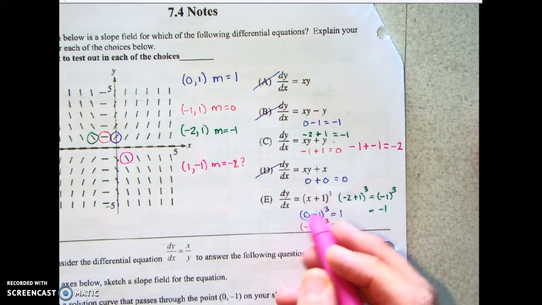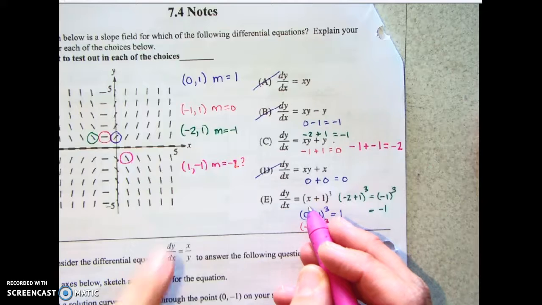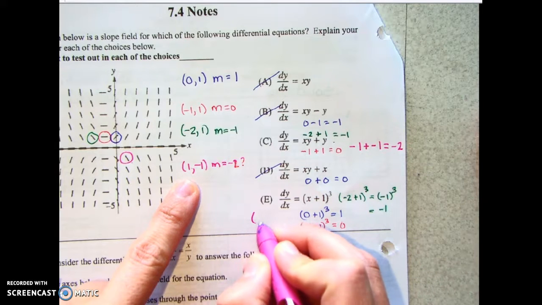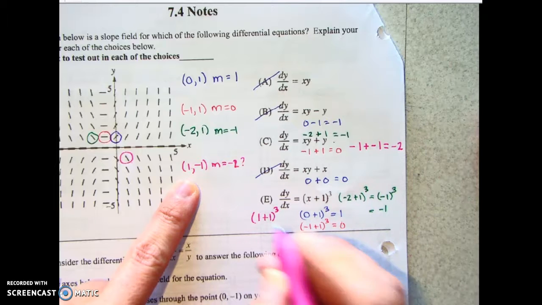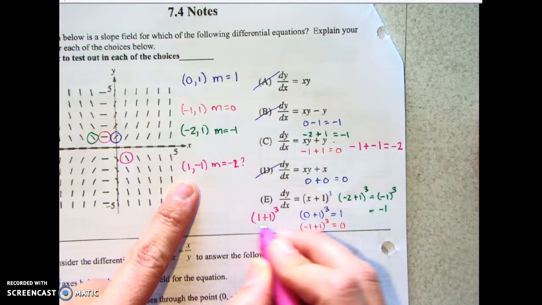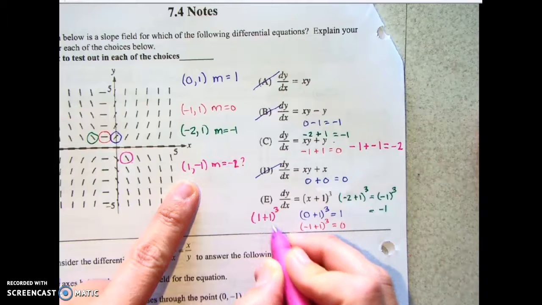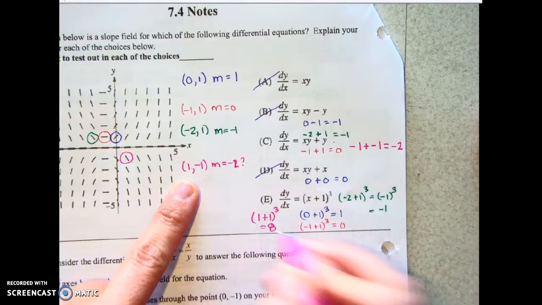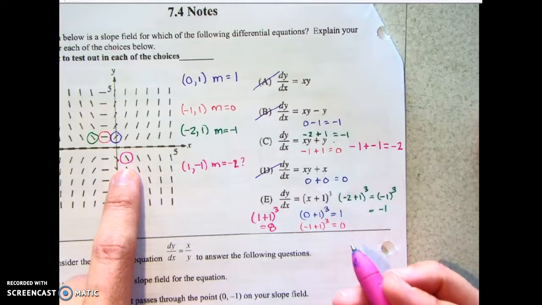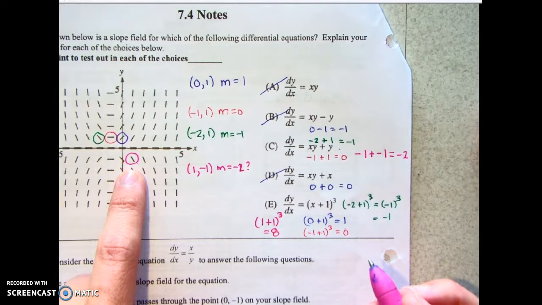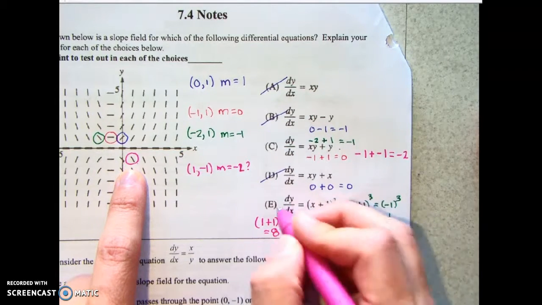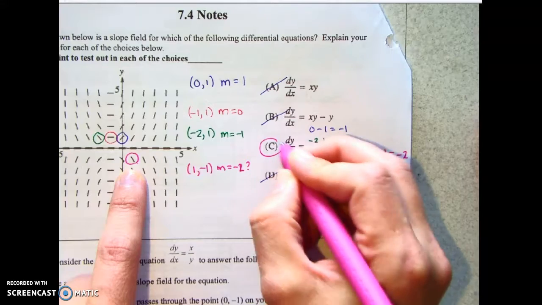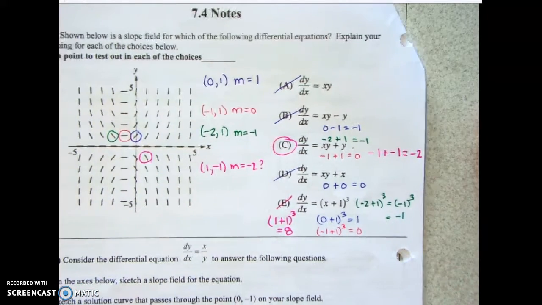Let's look at E. I'm plugging in x equals 1, so 1 plus 1 cubed. Oh, finally, we're going to get it. 1 plus 1 is 2, and then 2 cubed is 8. Is this a slope of 8? No. So finally we get to cross off E, and C is the answer.